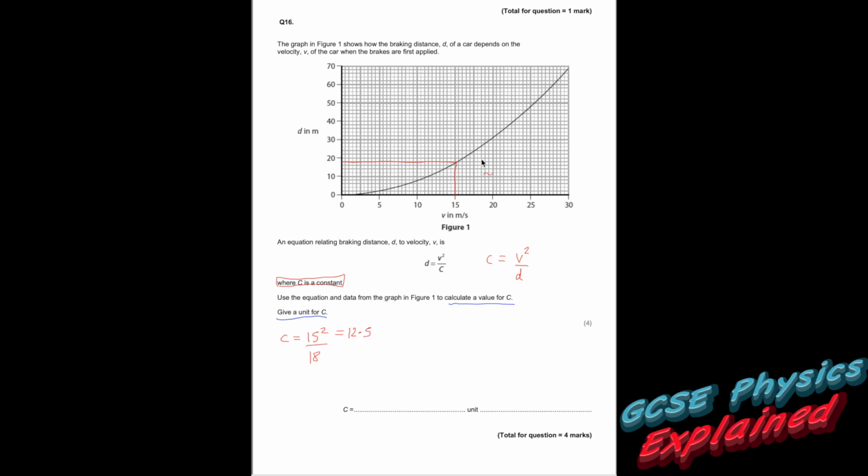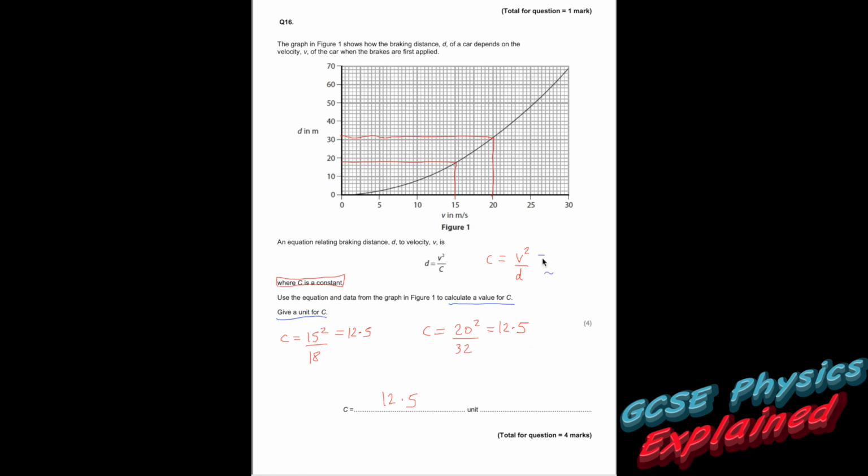Right, let's take another value. So what if we do this 20? Right, what do we reckon d is? About 32. So let's try that again. That also comes out as 12.5. So we've just proved that c is constant and we'll give it a value of 12.5.